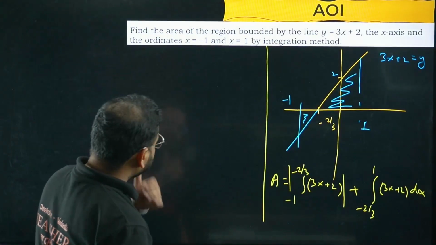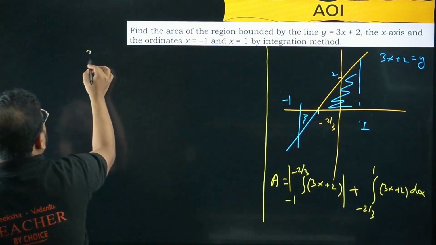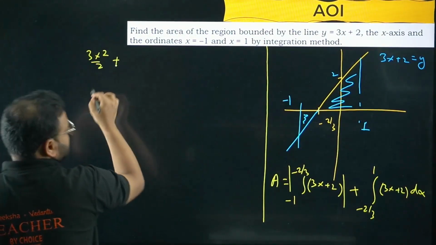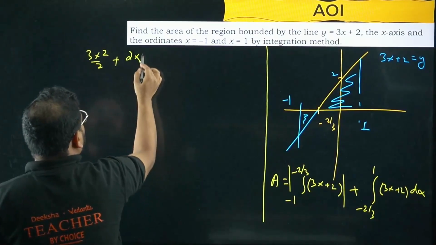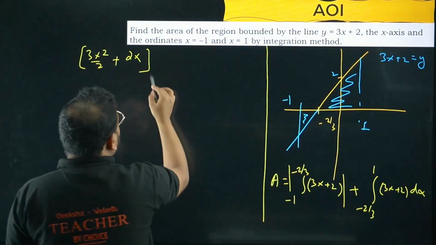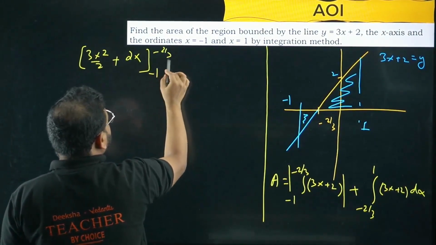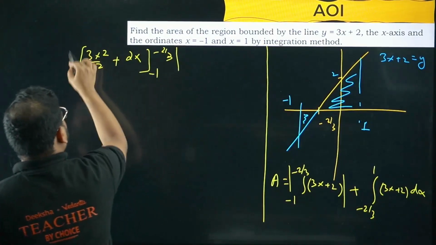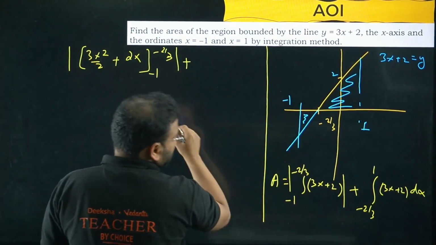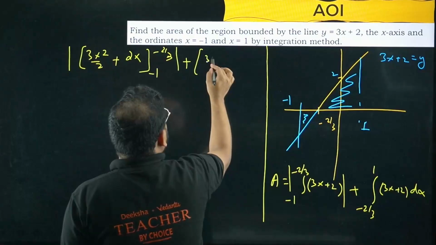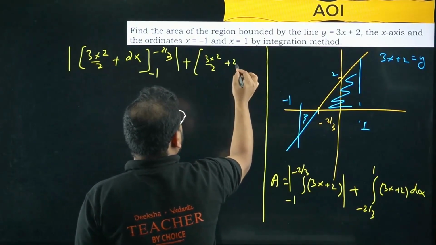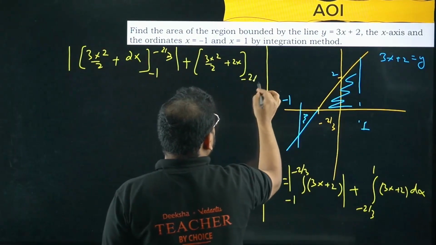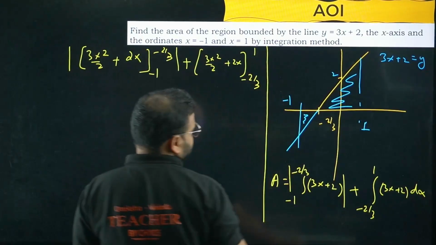So I get over here, for this part, same thing will come. 3x square by 2 plus 2x, from minus 1 to minus 2 by 3. There's a modulus over here, of course. Same thing will come like this: 3x square by 2 plus 2x from minus 2 by 3 to 1.